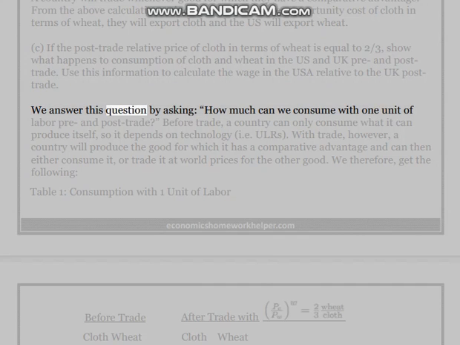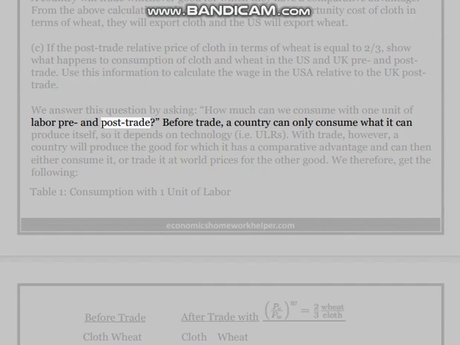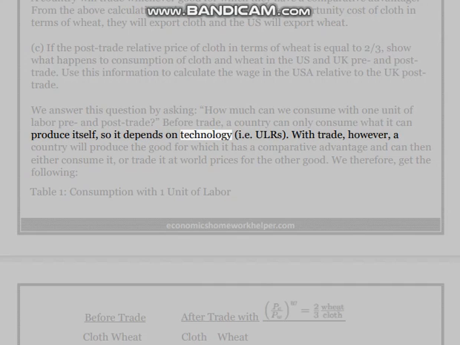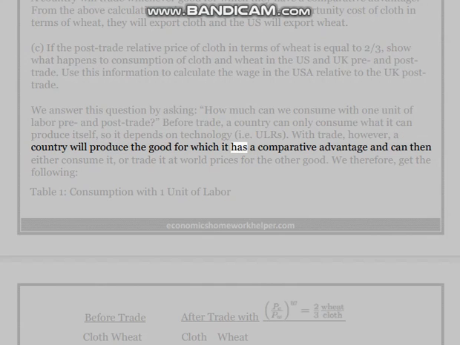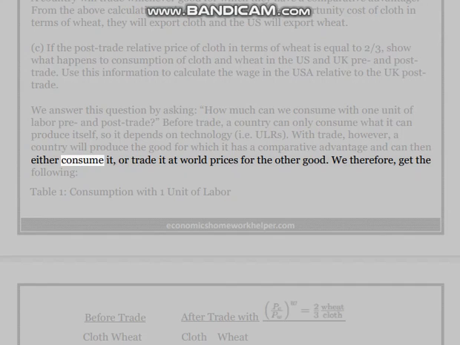We answer this question by asking, how much can we consume with 1 unit of labor pre- and post-trade? Before trade, a country can only consume what it can produce itself, so it depends on technology, i.e. ULRs. With trade, however, a country will produce the good for which it has a comparative advantage and can then either consume it, or trade it at world prices for the other good. We therefore get the following.